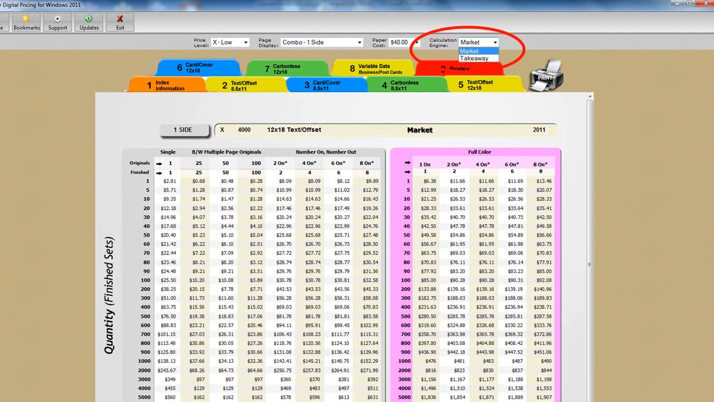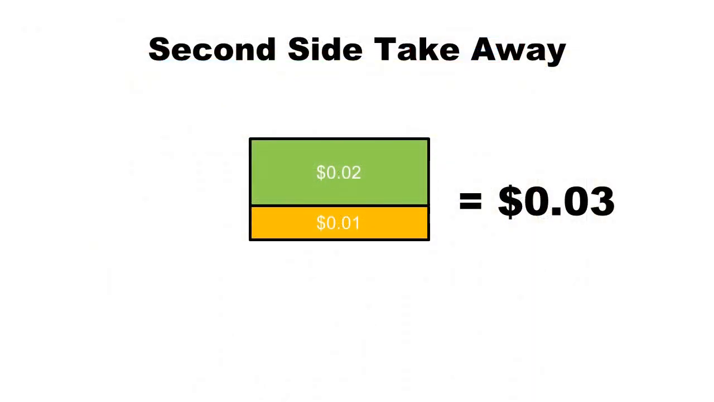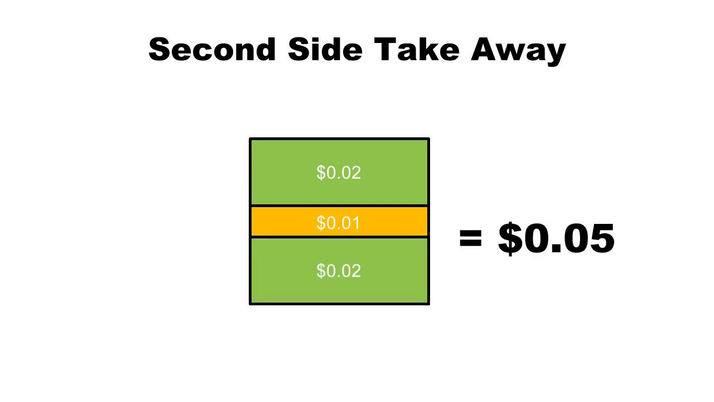When we did our price study, we found printers price the second side two different ways, what we call the takeaway as well as the market method. First, takeaway. If you sold one image for 3 cents and the paper cost 1 cent, therefore the price for imaging that piece of paper was 2 cents, what would you charge to image the second side? Well, many printers say that since they got 2 cents for imaging side 1, they would charge 2 cents for imaging side 2, plus the paper cost of 1 cent, equals a total of 5 cents.